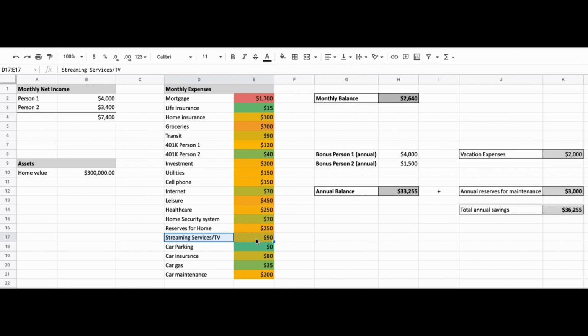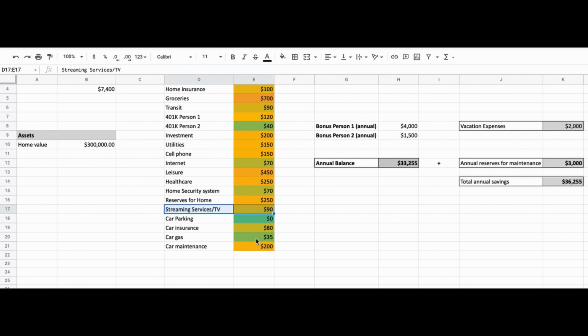The next line item would be streaming services or TV. So if you're paying for cable separate from internet, if you're paying for any streaming services, that's the amount of money you want to include here.